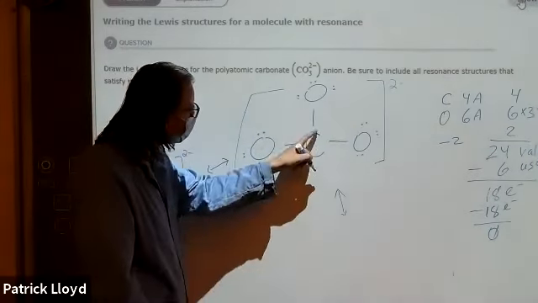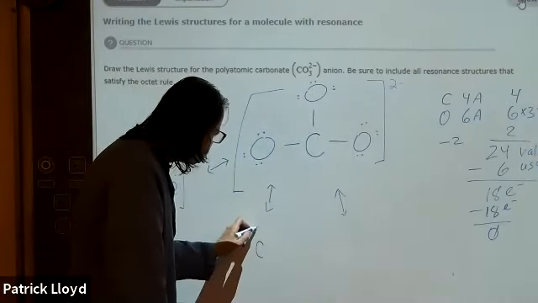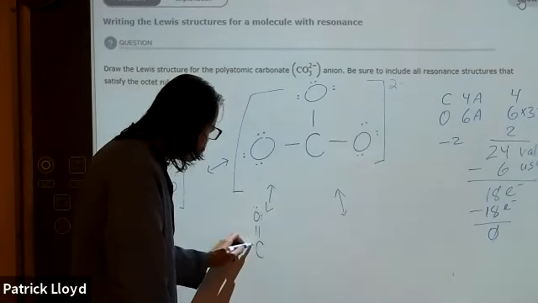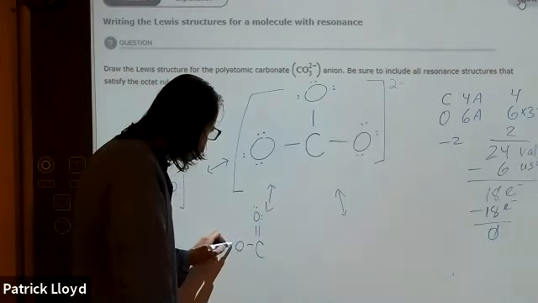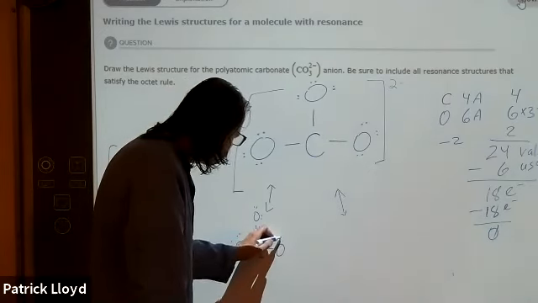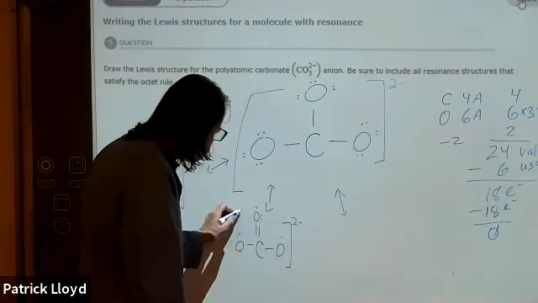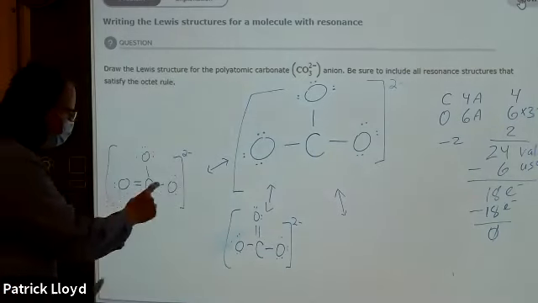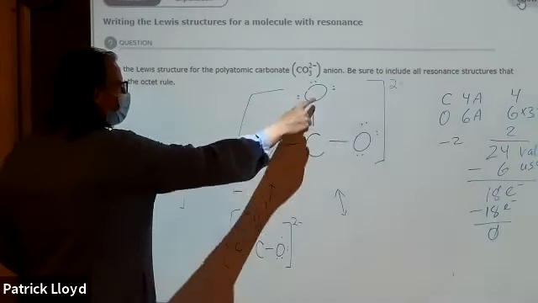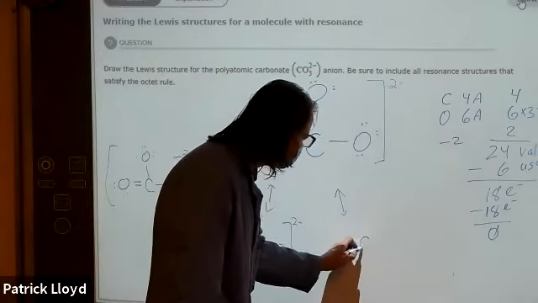Another possibility is the double bond is between the oxygen and the middle carbon, somewhere here. So C double bond O. It doesn't matter which lone pair you choose. You just have to make sure you have the correct number. Again, this one, I'm showing the double bond being between the carbon and this oxygen. So that's 2. The third one would be this one over here. C double bond.